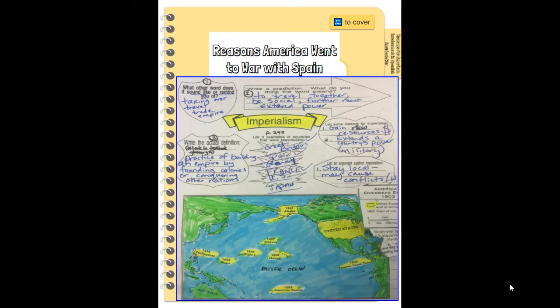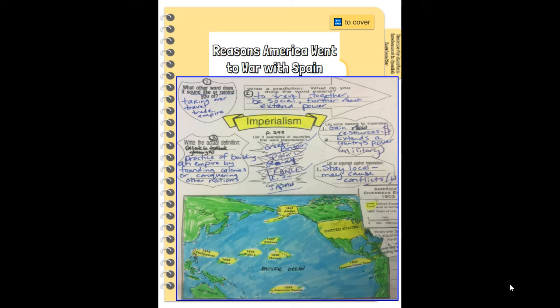And so if you were to predict what the word imperialism actually means, you might think maybe to travel together, be social, a further reach, extend your power. If we think about Star Wars, that's usually what comes to mind.